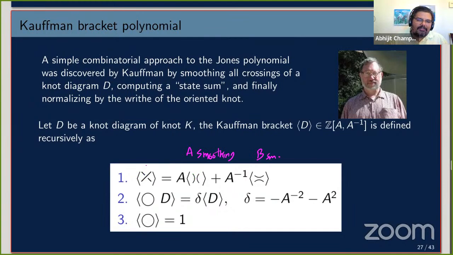Again, if you take the overstrand and go over the understrand with your right hand, the region that it spans is what the A smoothing frees up. With the left hand, that region is connected by the B smoothing. This is how the Kauffman bracket polynomial, a Laurent polynomial in a variable A, changes. If you have an unknot disjoint union D, you can pull out the factor delta, which is negative A squared minus 1 over A squared, and the value at the unknot is 1. So you can inductively compute the Kauffman bracket.